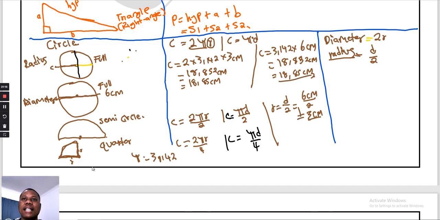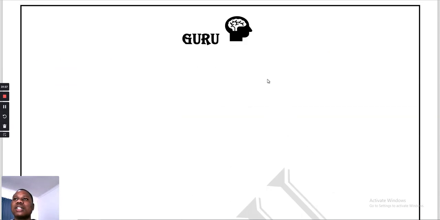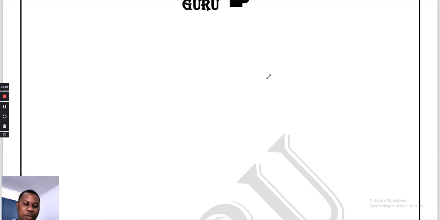Then let's come to the semicircle. If this is a semicircle, then we divide our answer by 2, then we are done. Okay, so now I just want to move to examples. I'm just going to do a few examples.